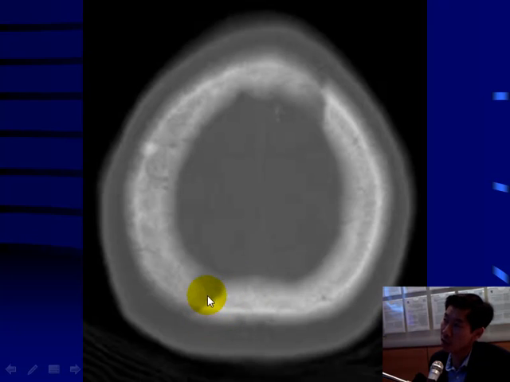And in addition, notice that the inner table is more involved than the outer table. Inner table more involved than outer table. That's the other feature we see in Paget's disease. In fibrous dysplasia, that relationship is reversed. In fibrous dysplasia, the outer table is more involved than the inner table.